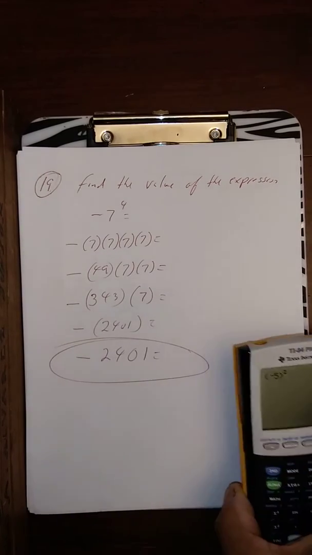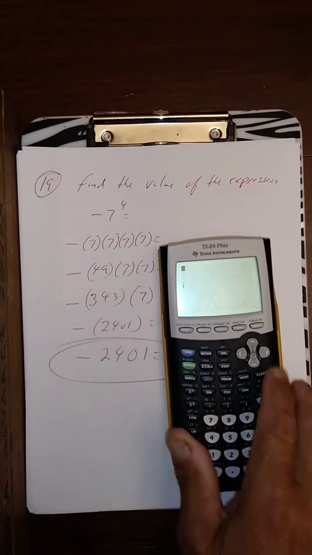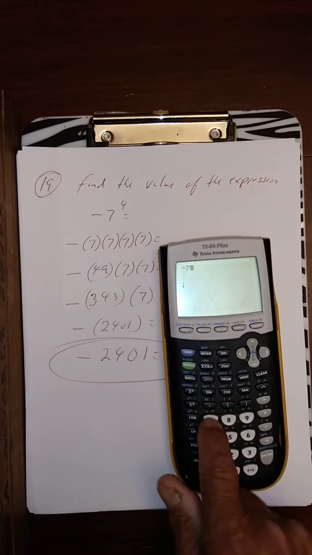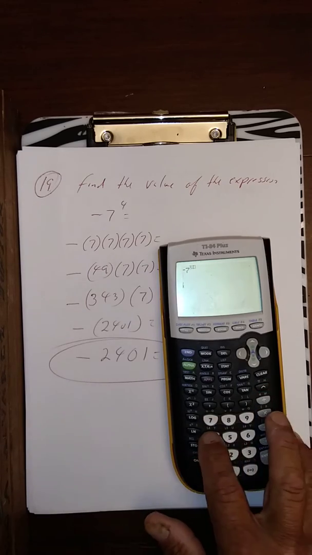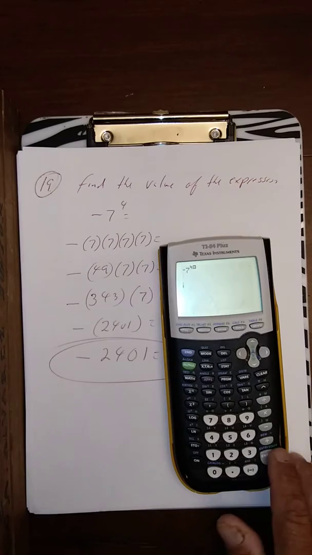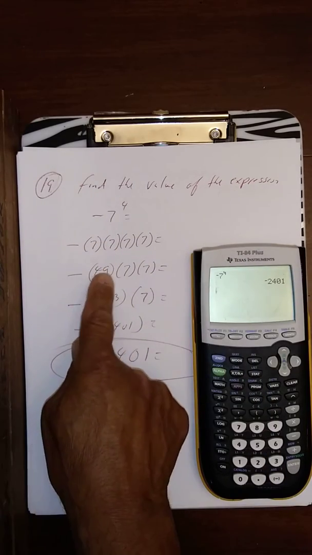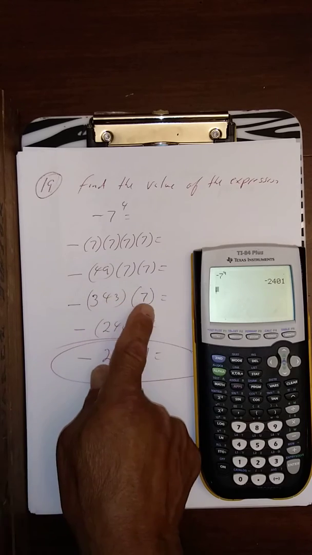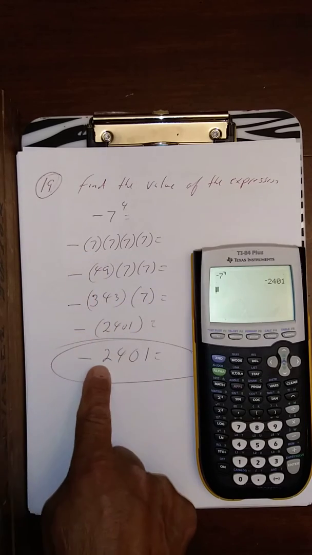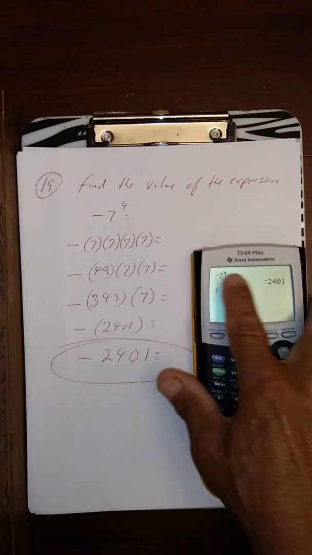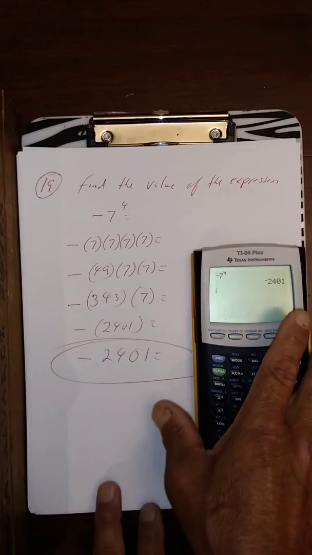Find the value of expression. Negative 7 to the 4 power. So let's do that. Negative 7 to the power of 4. No parentheses. Enter. Because 7 times 7 is 49. 49 times that is 343. 343 times 7 is that. But it's going to be a negative 2401. So it's going to be negative 2401.